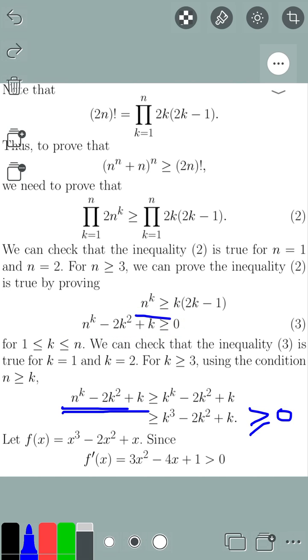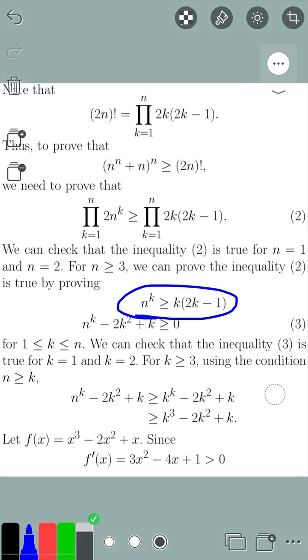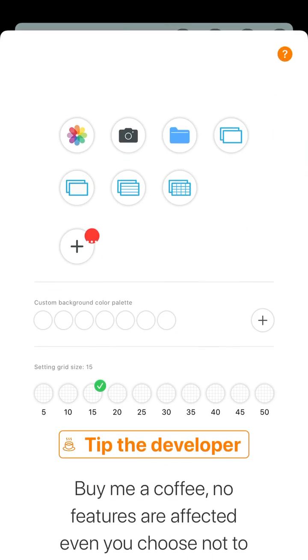And so we proved this for k larger than or equal to 3 and n larger than or equal to 3. And we checked that inequality by hand for the cases when k is equal to 1 and k is equal to 2. And so this inequality that I'm circling here is true for any k between 1 and n, and for n larger than or equal to 3. So we proved that inequality.